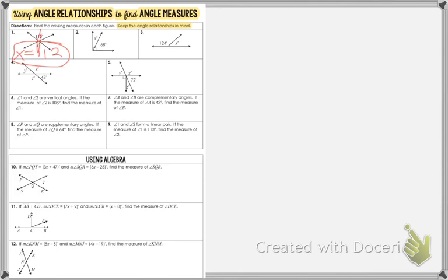For number 2, I notice we have the little box here. That's 90 degrees. If this is 68, and that's my missing angle, then I know that both of them together have to equal 90. So this is 90 minus 68, which ends up being x is equal to 22.